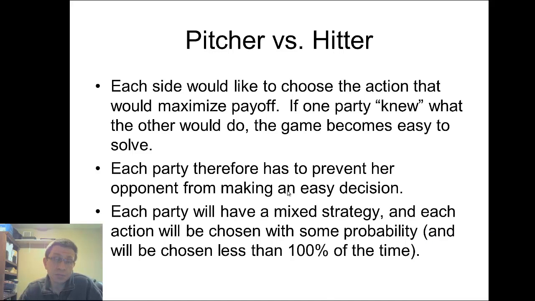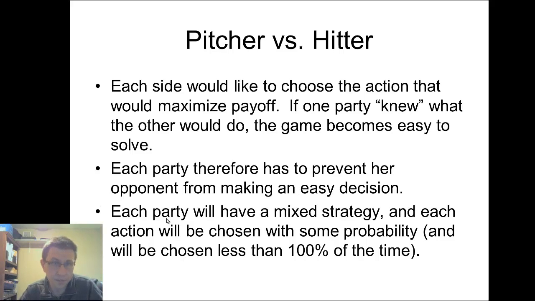So each party, in essence, is trying to prevent the opponent from making an easy decision. Now, one thing to note: we are assuming everybody's playing optimally right now. If somebody's doing something incorrectly, their opponent will exploit that. Later, we'll talk about what happens if this assumption doesn't hold, if you're playing an inferior opponent. But for now, we assume everybody is playing the best possible strategy, or at least the opponents are.